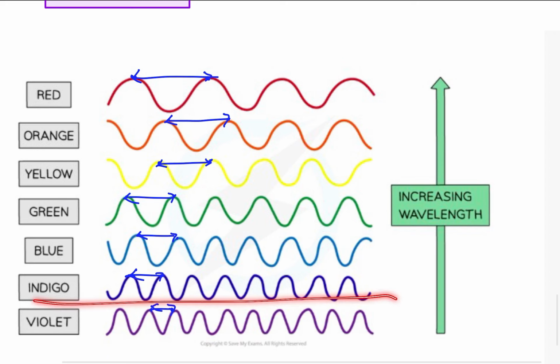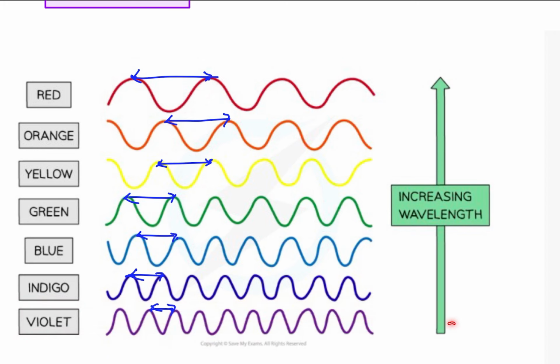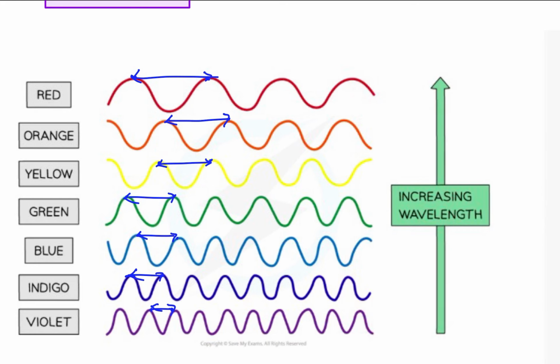So if you're starting from the violet, it has the shortest and red has the longest. So from the violet till the red, the wavelength keeps increasing. That's it for today's class.